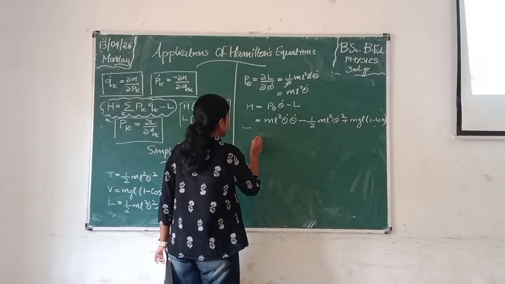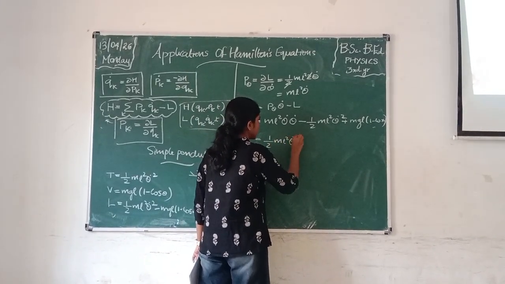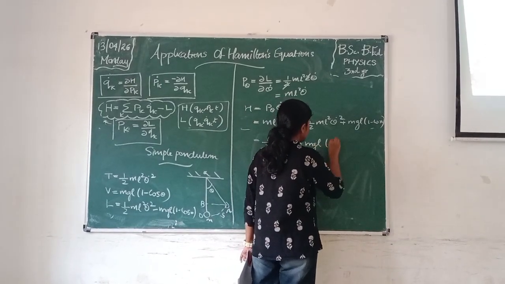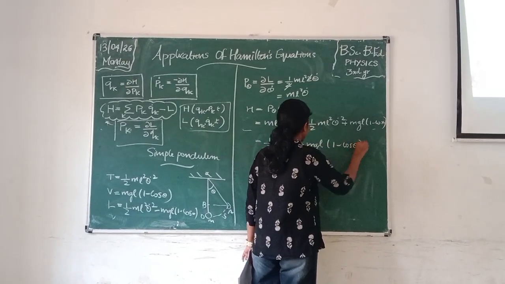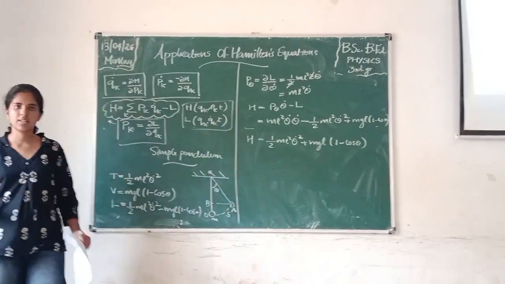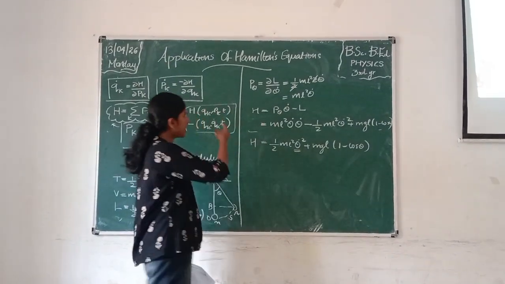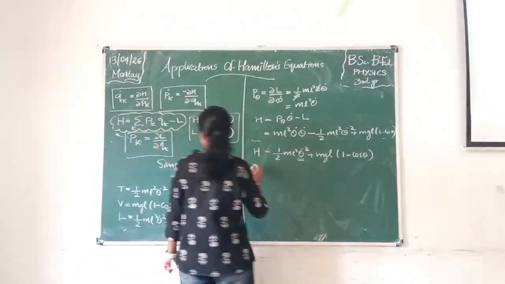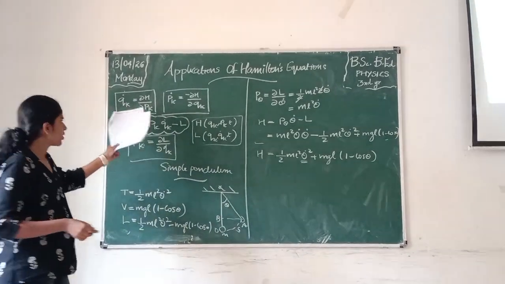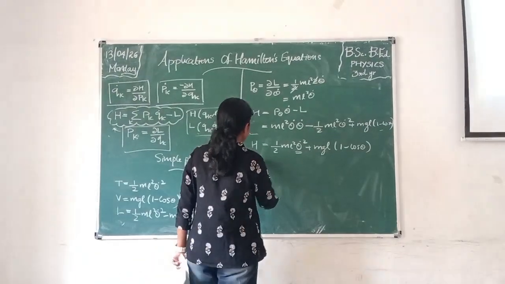So this will become half m L square theta dot square plus mgl into 1 minus cos theta. This is H. So till now everything is clear, right? And the next is we want to convert this into terms of p theta, because the next step we are doing is finding Hamilton's equations, and the Hamilton's equations are in terms of p, so we want to convert this further.